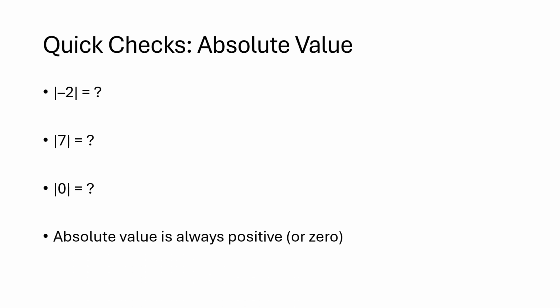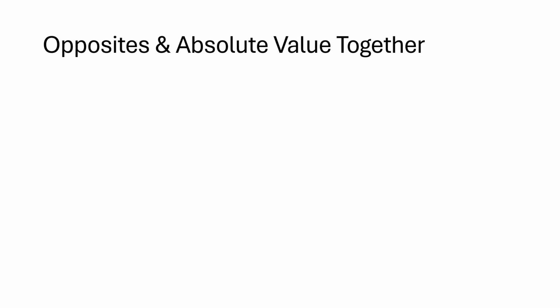Let's do some quick checks. First, what is the absolute value of negative 2? Next one, the absolute value of 7, easy one. How about 0? Remember, 0 is already 0 units from 0. And again, absolute value is always positive or 0 because it's measuring distance.